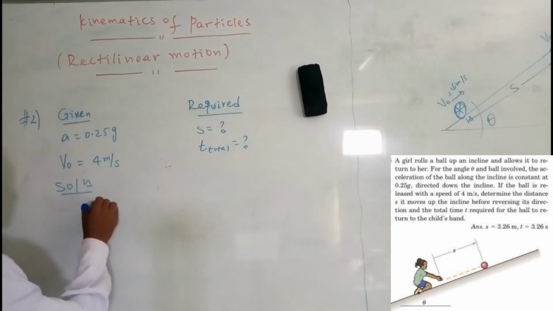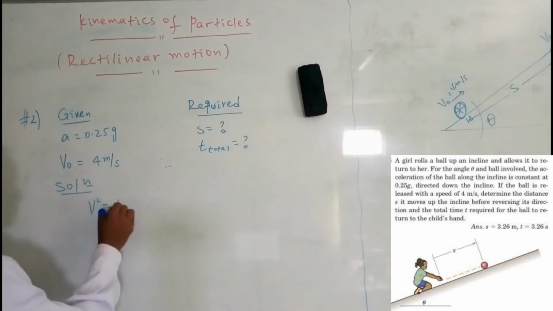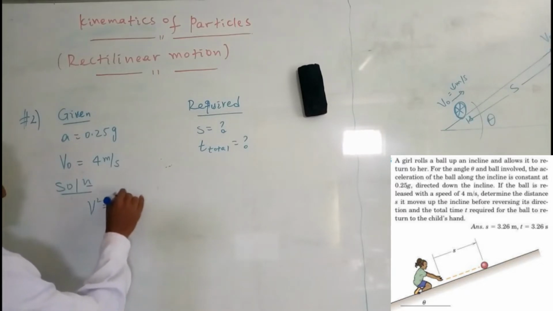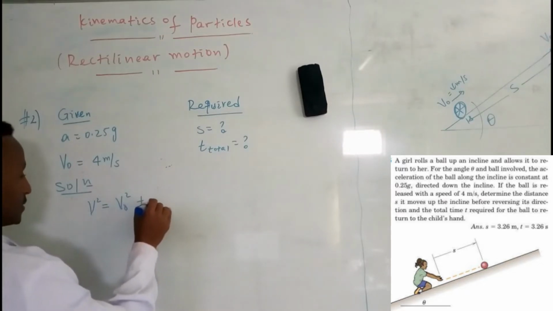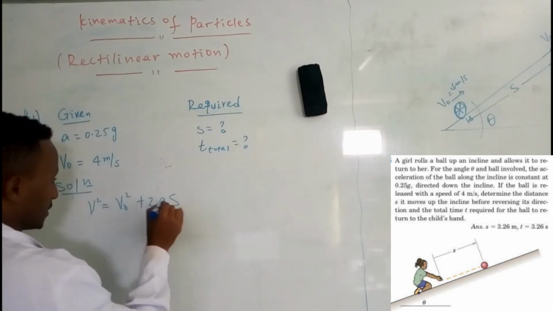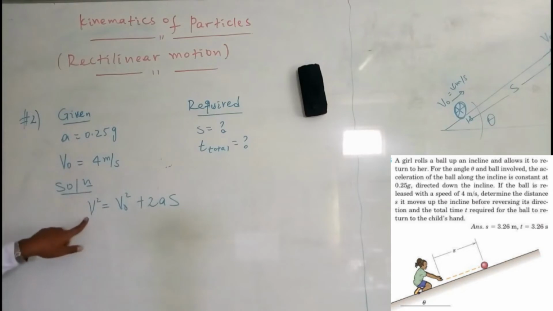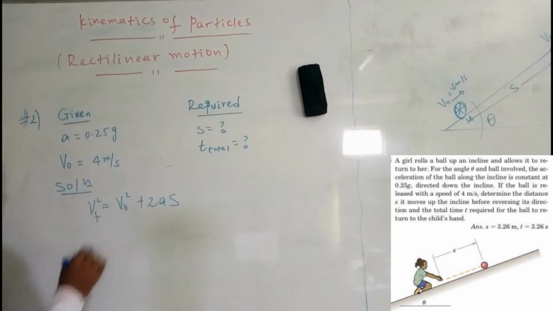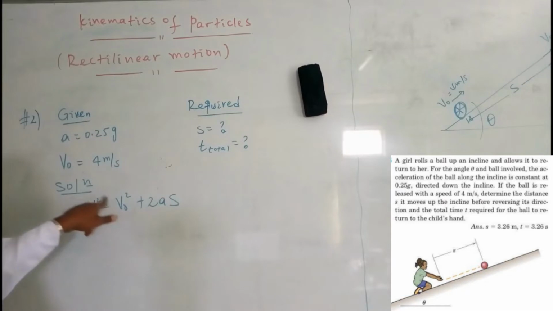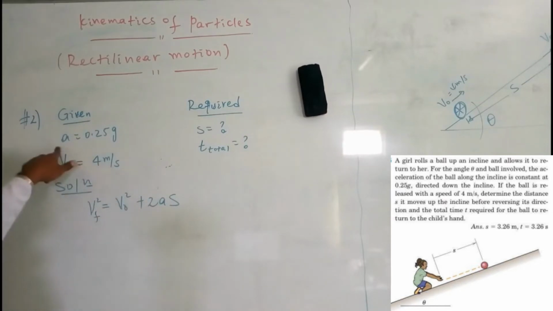v square is equal to v naught square plus twice times acceleration times s. This is final velocity, this is initial velocity. Final velocity becomes zero, v initial is given and acceleration is also given.